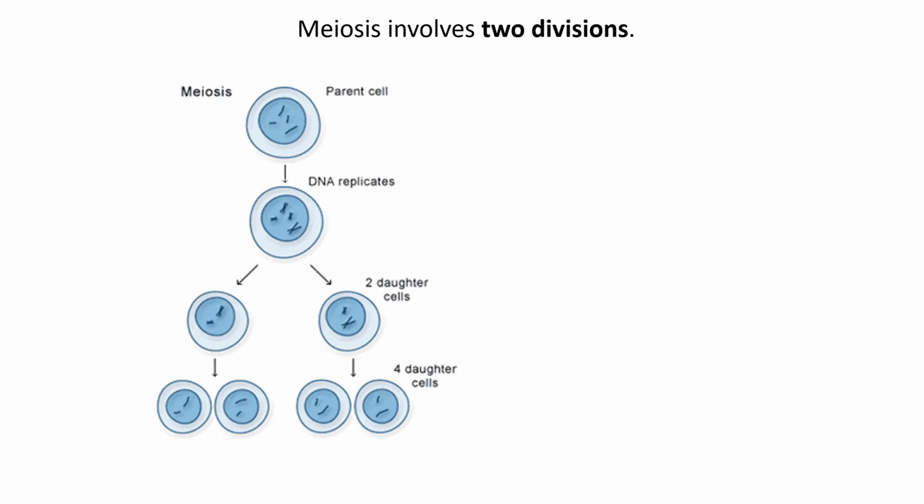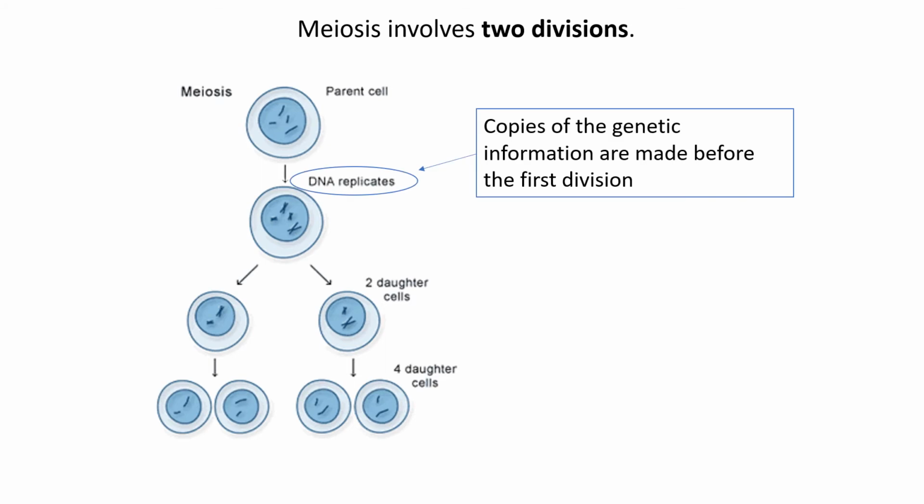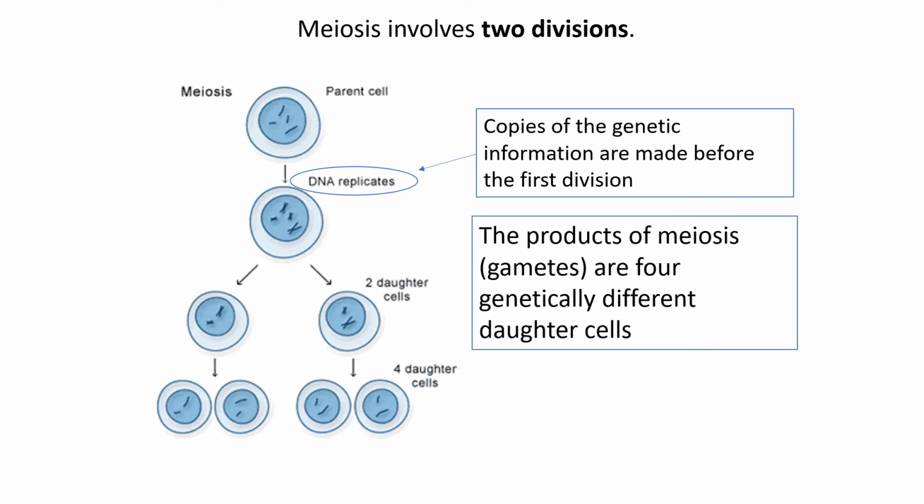Meiosis involves two divisions. In animals, the female gametes are made in the ovaries, and the male gametes are made in the testes. The gametes are formed by meiosis. In meiosis, the chromosome number is reduced by half. In a body cell, there are two sets of chromosomes, one inherited from the mother and one inherited from the father.